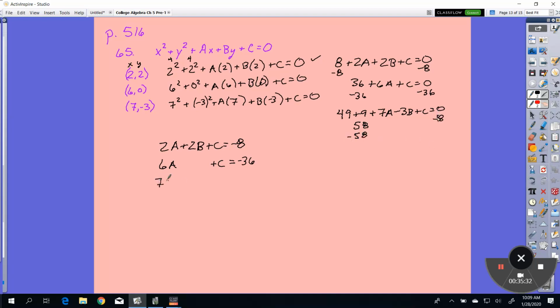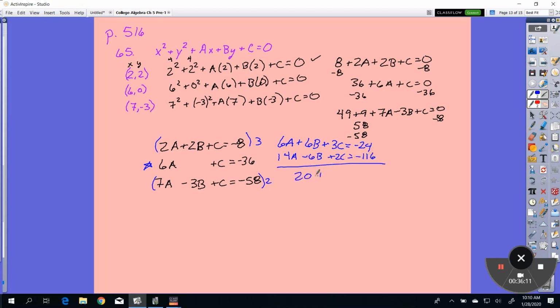So I have 7a minus 3b plus c equals negative 58. So now it's just back to the same kind of problems we've been working with. Notice how this one doesn't have a b with it. So I'm going to multiply all this by 3 and all of this one by 2 and get rid of the b's, and then I combine that answer with the middle equation here. So that makes 6a plus 6b plus 3c equals negative 24. Down here on the bottom I have 14a minus 6b plus 2c equals negative 116.